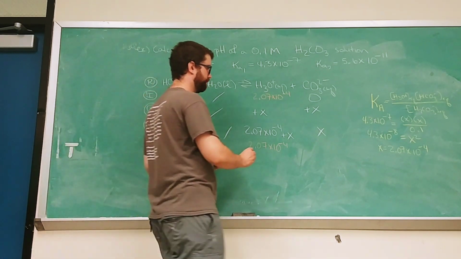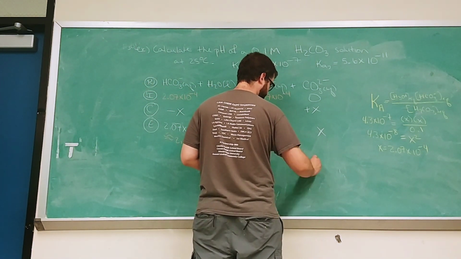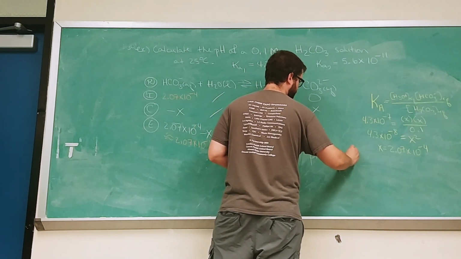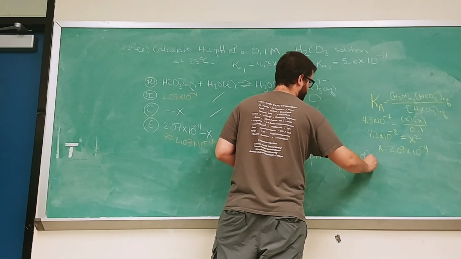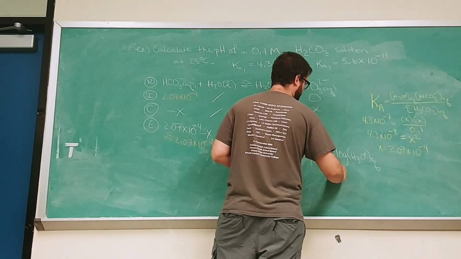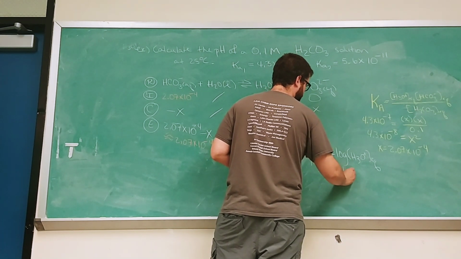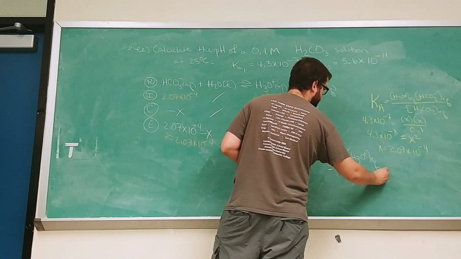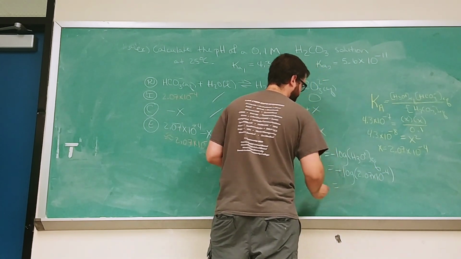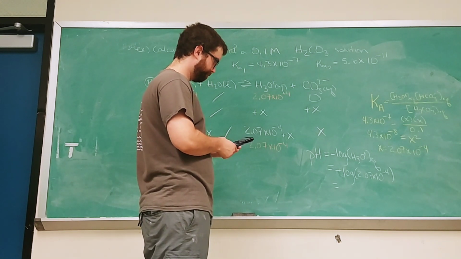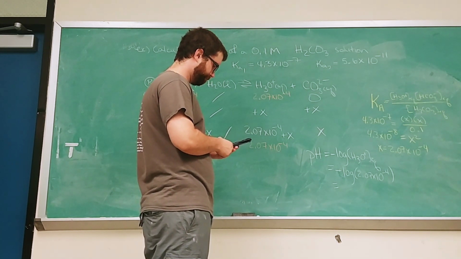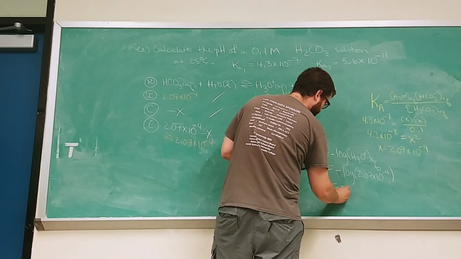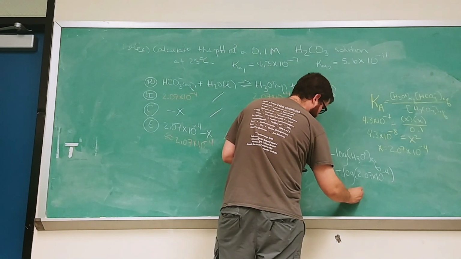So the pH, which is the negative log of the hydronium ion concentration, equals the negative log of 2.07 times 10 to the negative 4, which gives me a pH of 3.68.